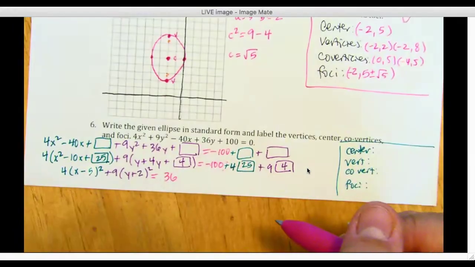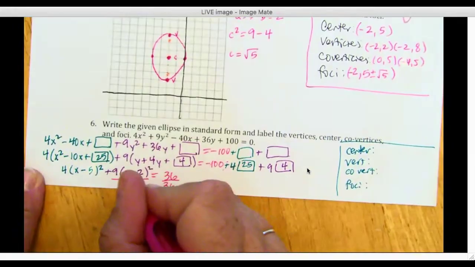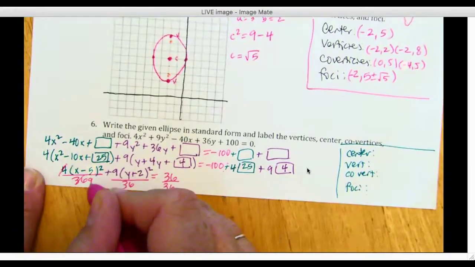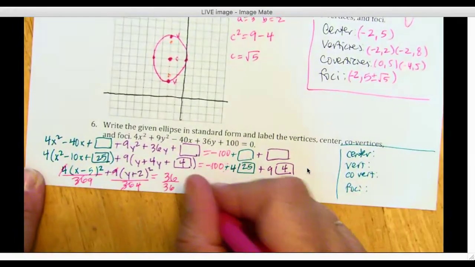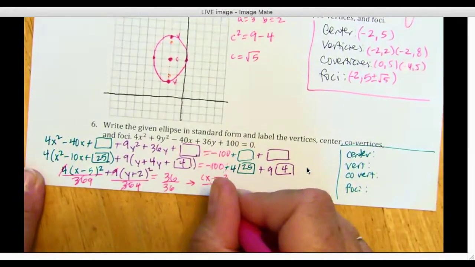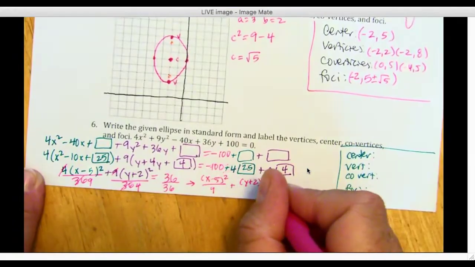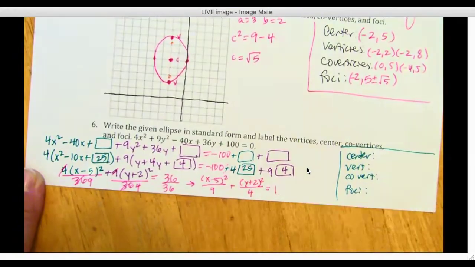We're almost in standard form for the ellipse. I can divide both sides by 36. And 4 and 36 reduce to 9, and 9 and 36 reduce to 4. So this becomes x minus 5 squared over 9 plus y plus 2 squared over 4 equals 1. So now I can find all of my pieces here.